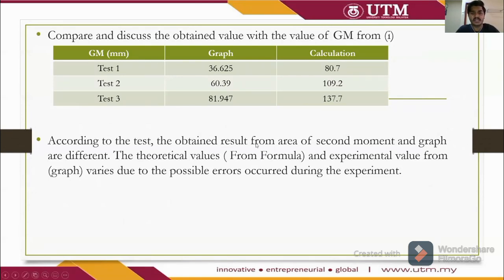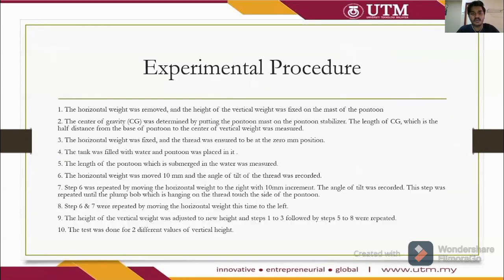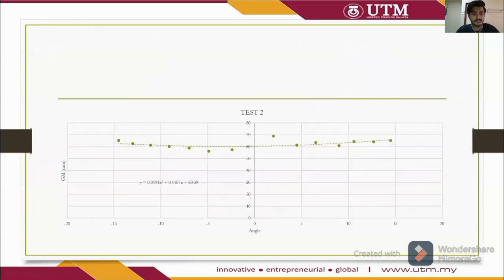According to the test, the results obtained from the second moment of area and from the graph are different. The theoretical values from the formula and the experimental values from the graph are different due to possible errors that occurred during the experiment. One of the possible errors is that the thread wasn't at the 0 mm position, which is the third point. If it is not at 0 mm, it will affect the position a lot.